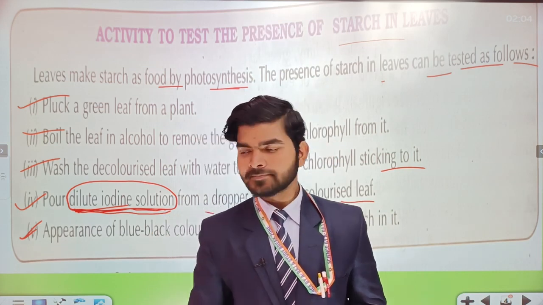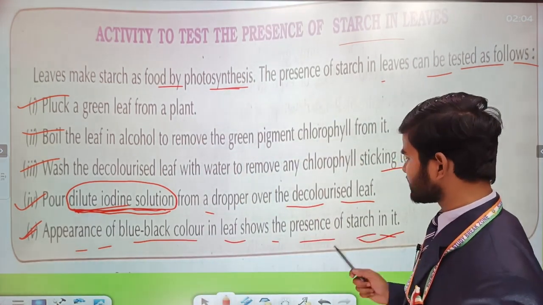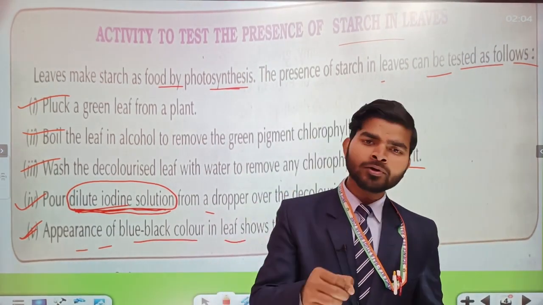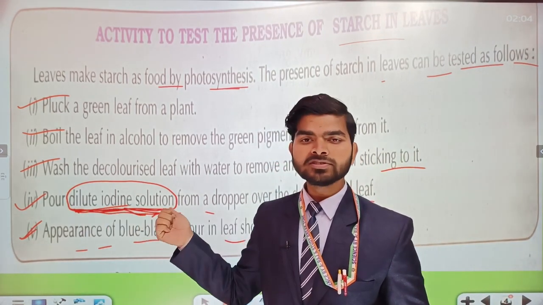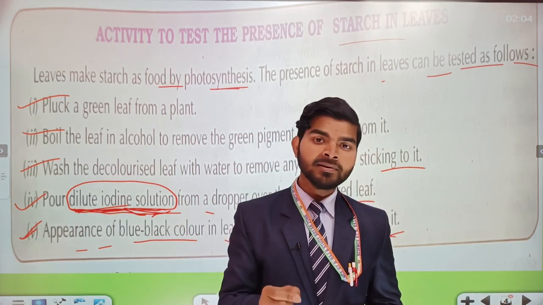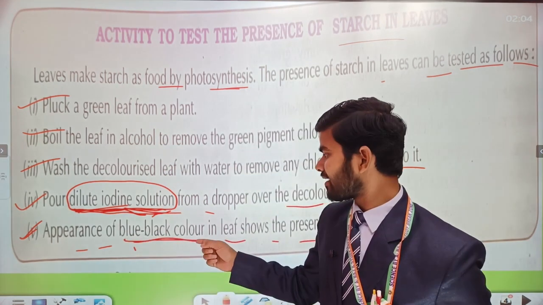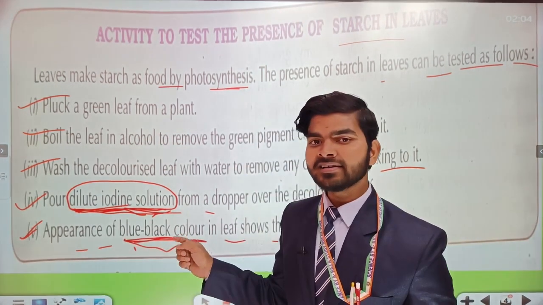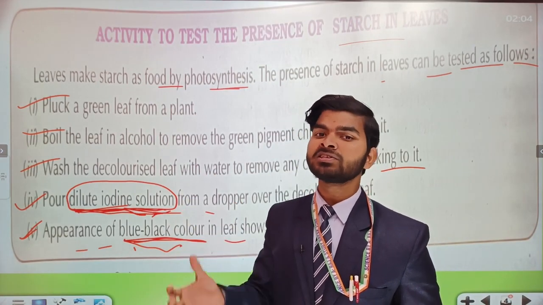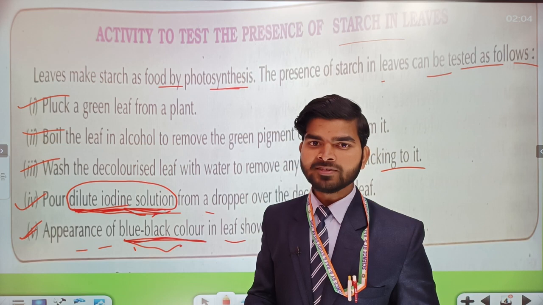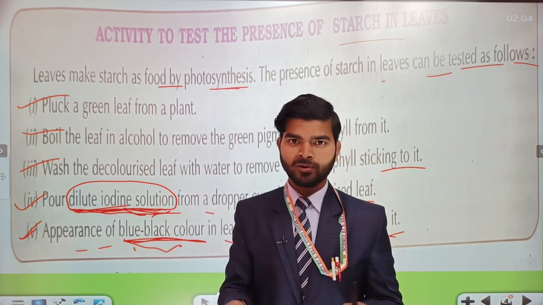All right. Next step, appearance of blue-black color in the leaf shows the presence of starch in it. After putting 1 drop, 2 drops, 3 drops of this dilute iodine solution over that decolorized leaf, what will you observe? Then you will observe the blue-black color on the leaf. If blue-black color appears over that leaf, that means starch is present inside the leaf. That means food is being processed in that leaf.